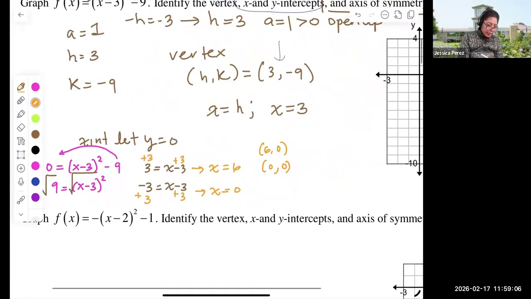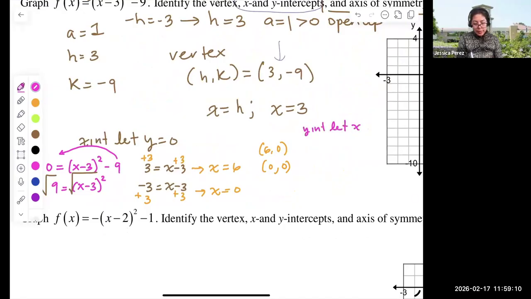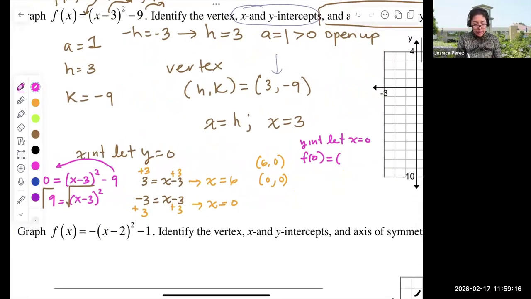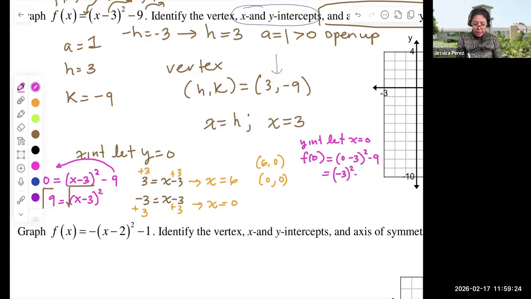Now my y-intercept, to find the y-intercept, you let x equal 0 in my original equation. So f of 0 is going to be equal to 0 minus 3 squared minus 9. We're substituting that into the equation. We get negative 3 squared minus 9. That's going to give us 0. Here, negative 3 squared is 9, minus 9, that's 0. So my y-intercept is 0, 0.